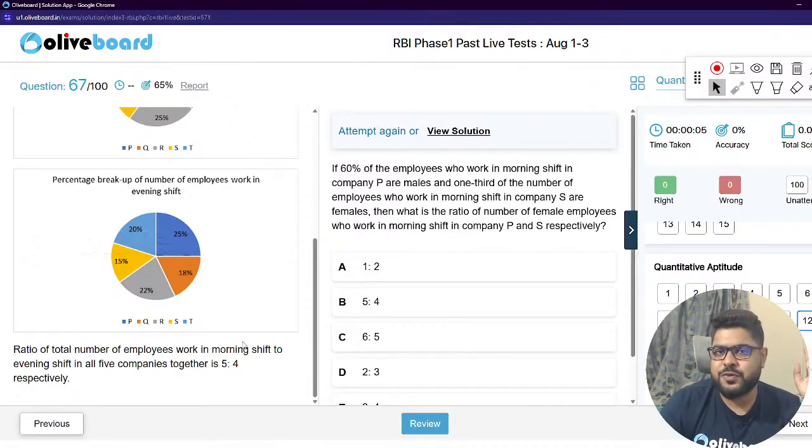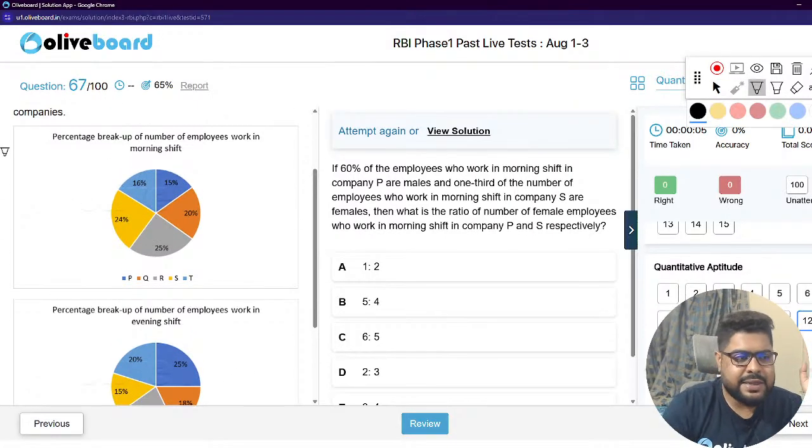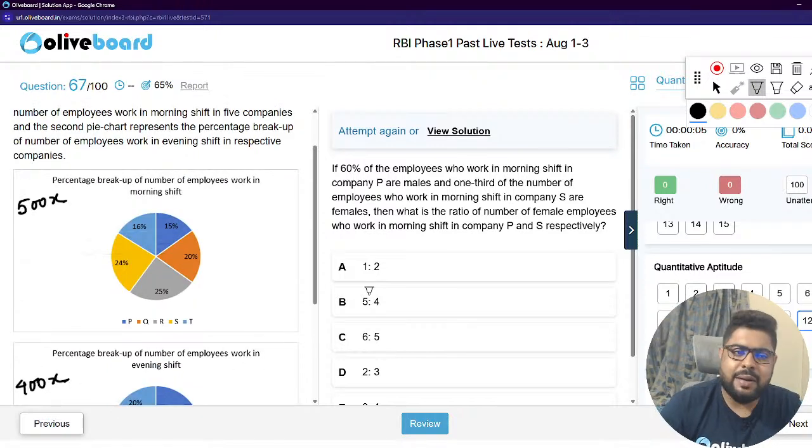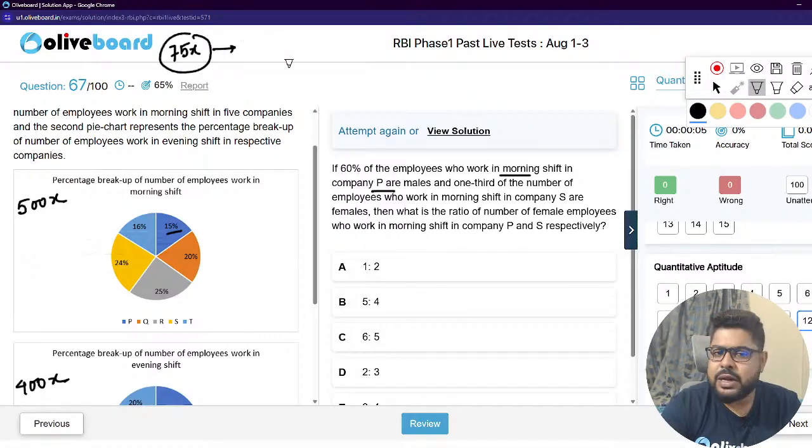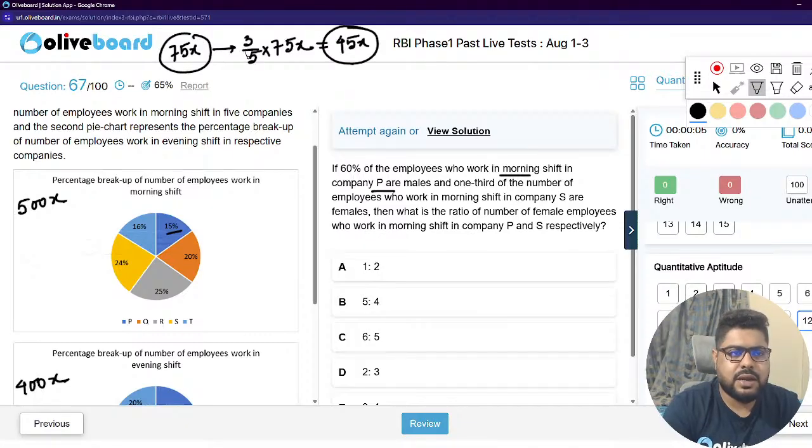And given, sir, the ratio of total employees in morning shift and the evening shift of all companies together is 5:4. So what I am assuming, the total is 500x. Morning and evening shift is this. Sir, so that means company P, that is this one, morning shift. Who is in the morning shift in company P? That means 15%, 15 5s, that is 75x. Right? So 60% of them, 60% meaning 3/5 of this, that is 45x. Correct, sir? 5 15s are 3 15s are this. They are males.